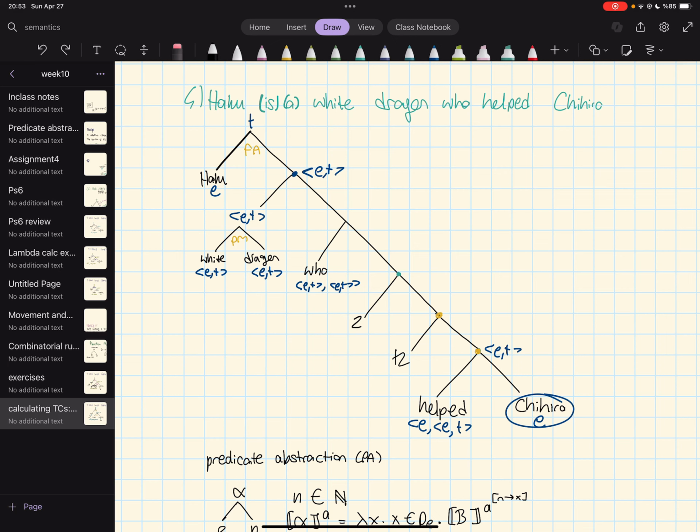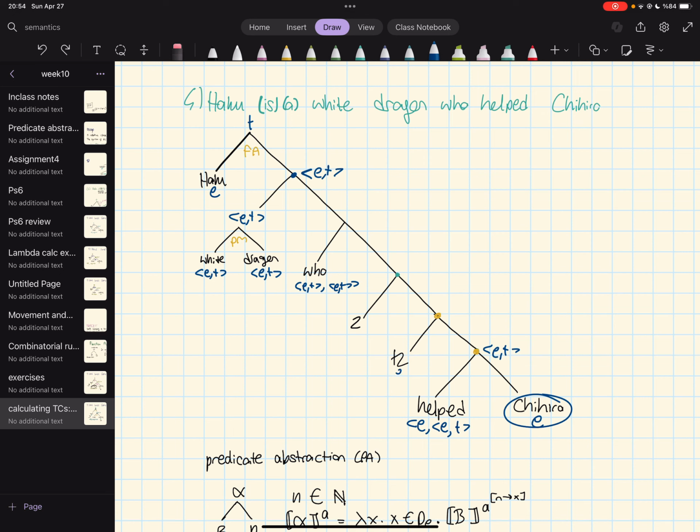And the reason why Haku had to be there was because Haku is a white dragon. Haku helped Chiro, so to not have two Hakus in this sentence, we moved it up. And here Haku left a trace, so we can say that traces, just like pronouns, are always of type E. And by the way, indices do not have a type. They never have a type.